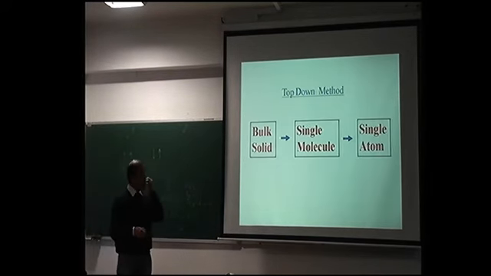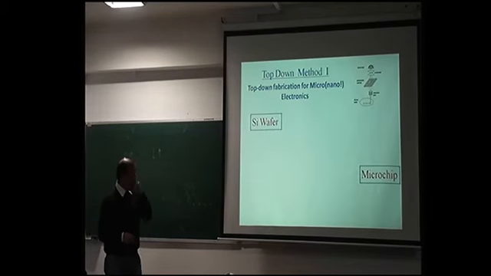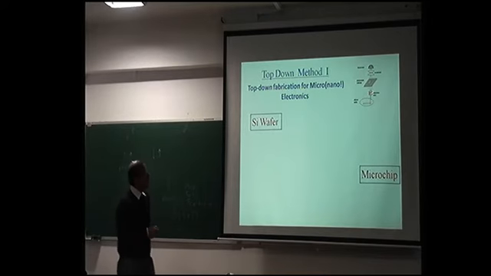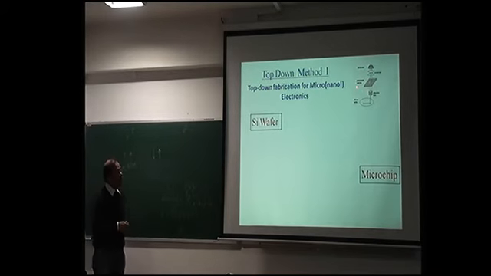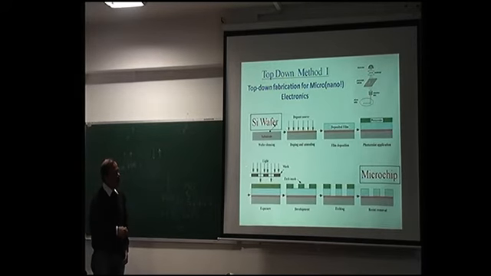There are two methods. One is called the top-down method. Obviously, there will be a bottom-up method. In the top-down method, you go from bulk solid to single molecule and then single atom. So I'll give you some examples. The best example is that because of the phenomenal progress in lithography, you can create a microchip from the silicon wafer, and these are the intermediate steps. I think all of you know these intermediate steps. I just want to emphasize this is an ideal example of the top-down method.